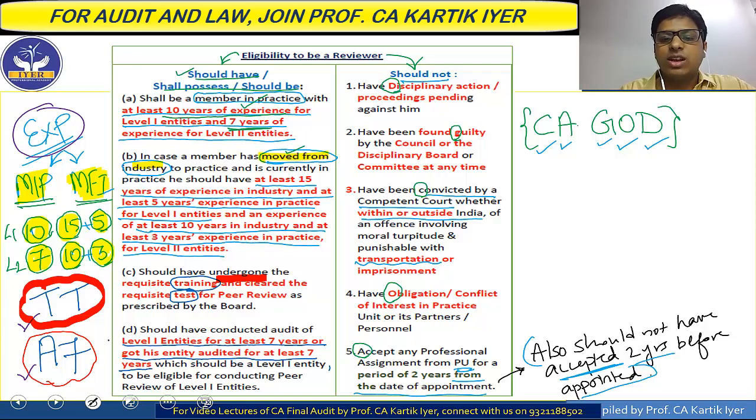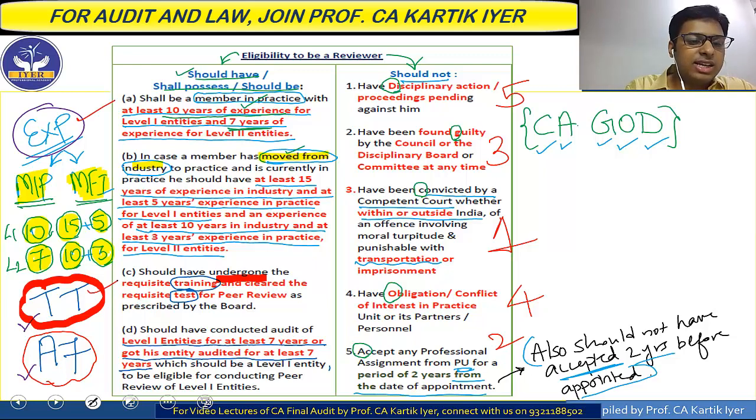Okay, so let's do this. First, we are seeing C, that is convicted. So that is point number 1 for us. Then you have A, that is acceptance. Then you have G, that is nothing but guilty. And O comes here, that is obligation or conflict of interest in the practice unit. And finally, you have D, that is disciplinary action or proceedings pending against him. So these are the 5 points that we see. CA GOD. Okay. So very simple.